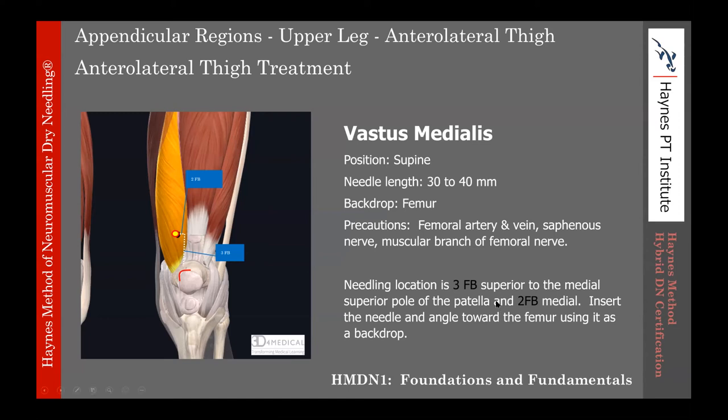And then finally, the vastus medialis. Again, what we'll do is use the patella as our orientation. We're going to come up about three finger breadths and then medial two finger breadths, and we're going to insert the needle and angle it just toward the femur, using the femur as the backdrop.